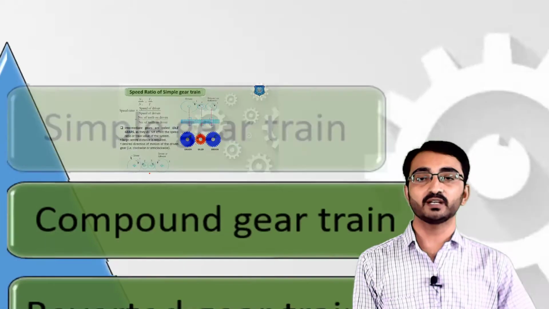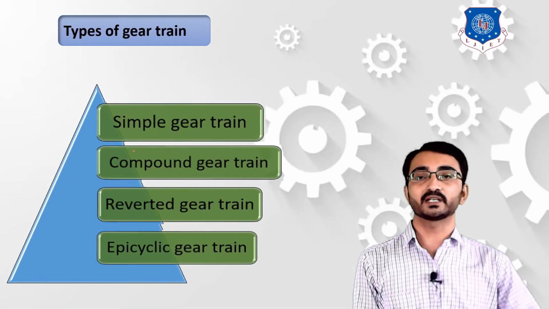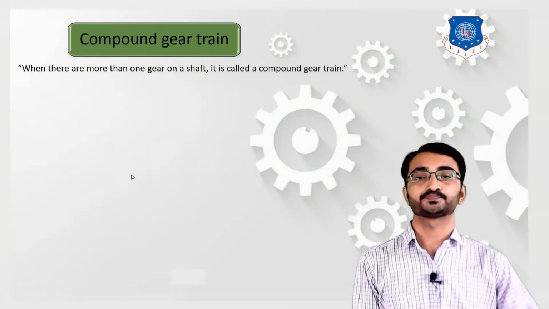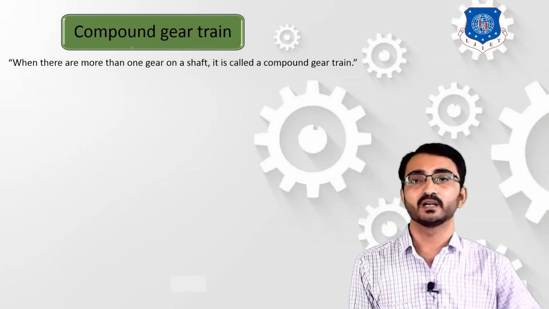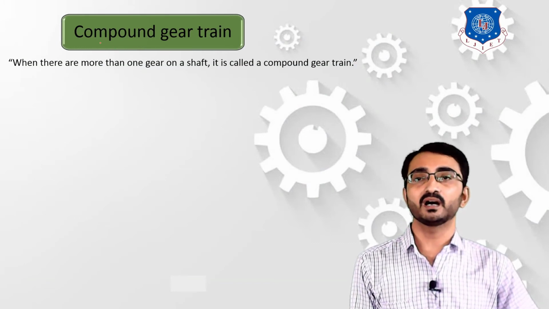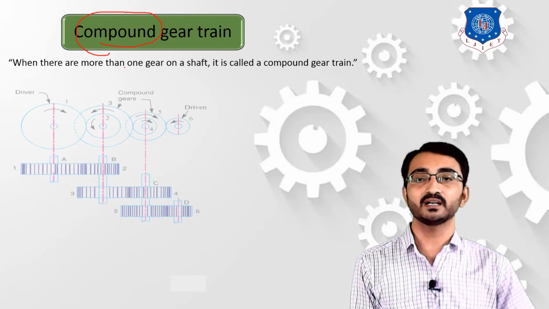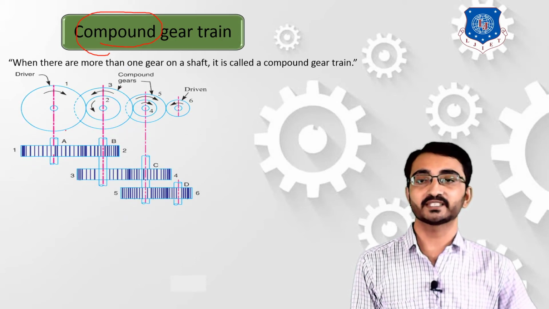Now, after learning the first type of gear train, that is the simple gear train, let's start with the second one, that is the compound gear train. As the name indicates, compound means a shaft is containing more than one gear, then we can consider it as a compound gear. Okay, so let's refer to this diagram.